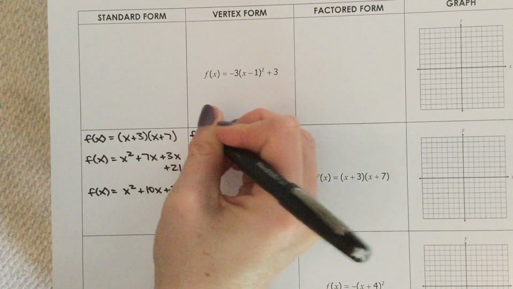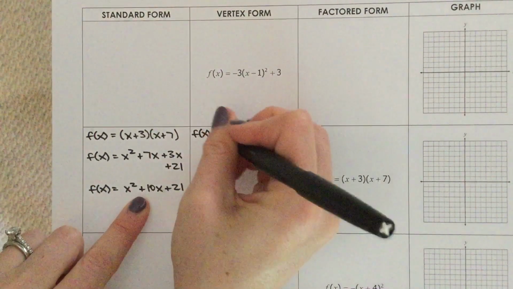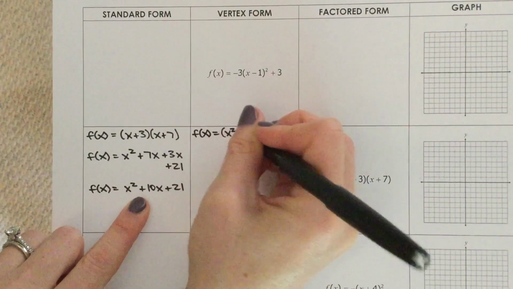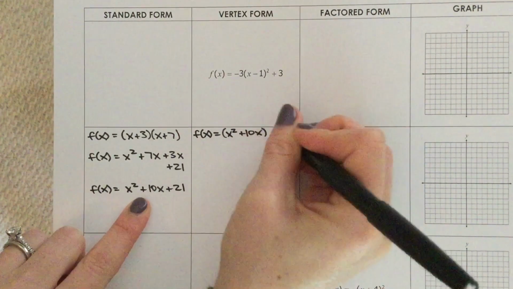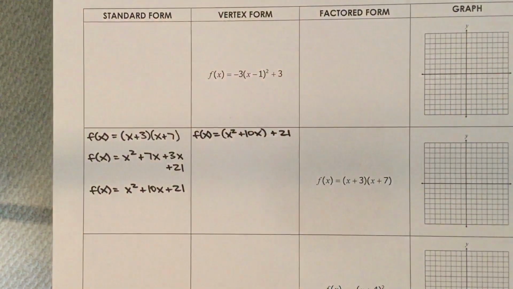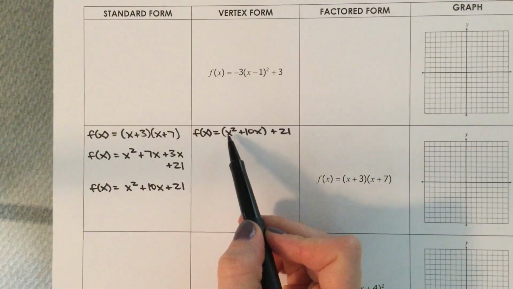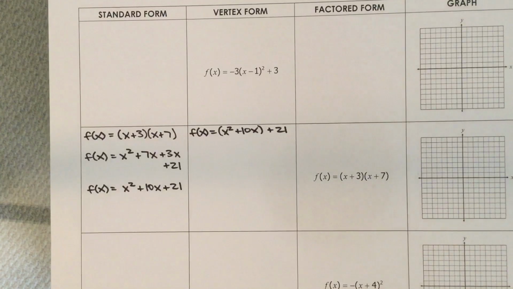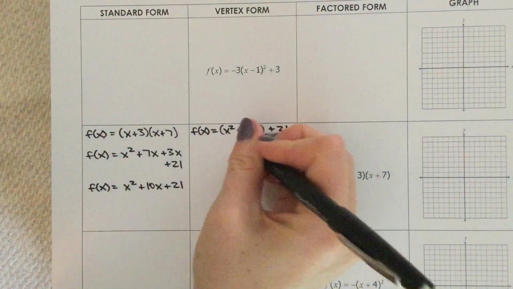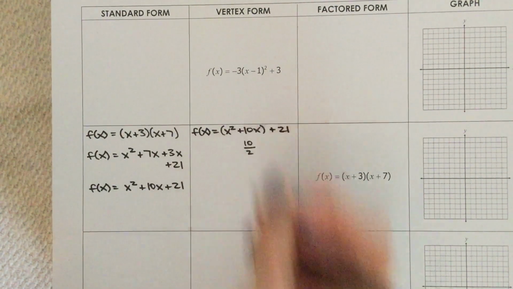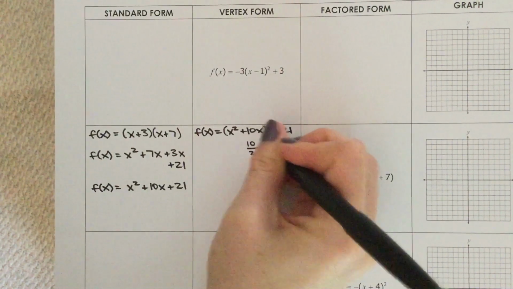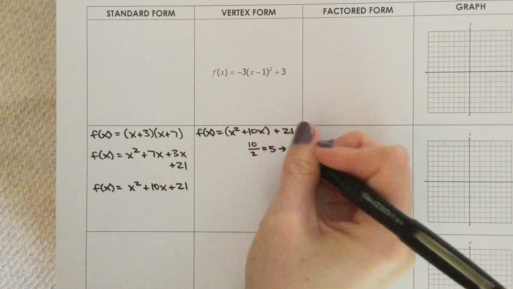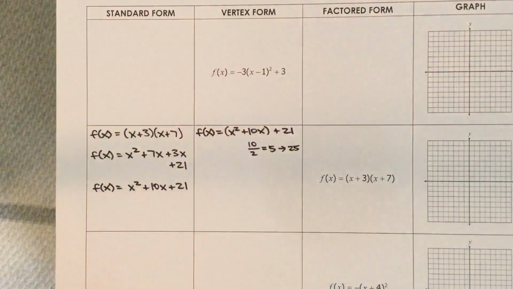So step 1 of this conversion is you take these two first terms and you group them up together in parentheses like this. Step 2 is you would take anything in front of the x and factor it out, which we don't have to do because there's nothing in front of the x. Step 3 is you take b, which is 10, cut it in half, and that gives us 5. And then you take the 5 and square it, so that gives us 25.